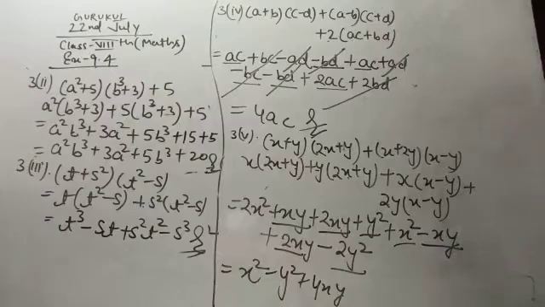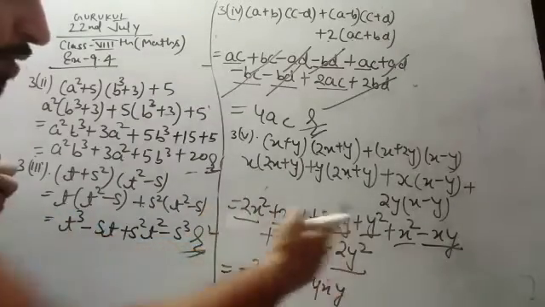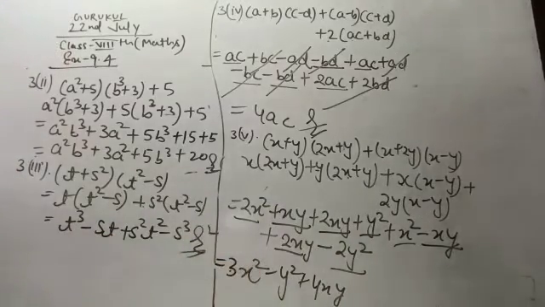Now x square term we already have solved. 2x square, one more is there. So 2x square plus x square. This will turn out to be 3x square. Now as you can see, all terms are underlined. So we have solved all the terms. So this is going to be the answer.